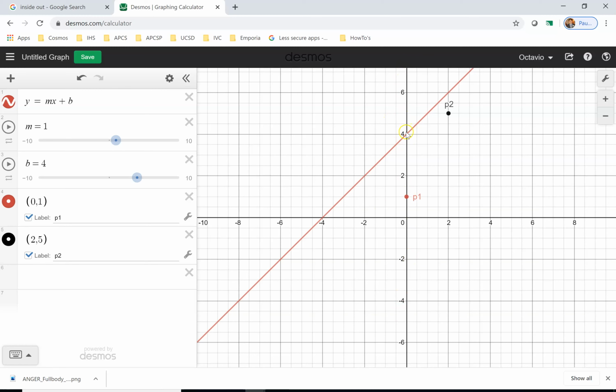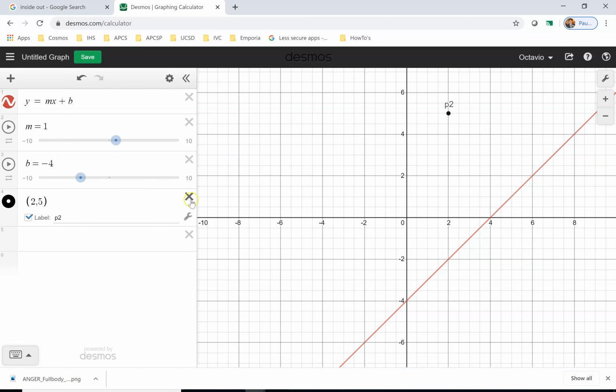If I move it to -4, it's going to move this line and it's going to cross the -4 down here. So I can do that by sliding this down to -4 right there. Oh, excuse me, there we go. And so notice how changing the y-intercept just moves your line up and down. Changing the slope kind of spins the line, increases the steepness or decreases the steepness.